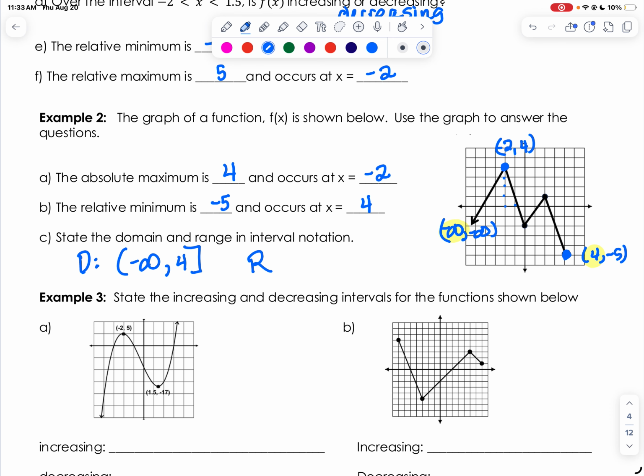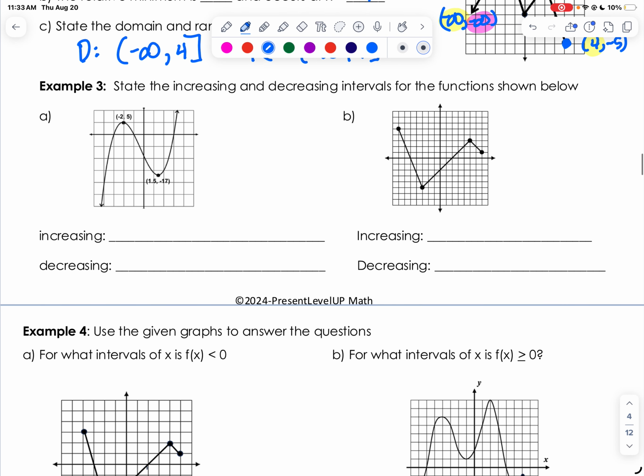For the range, the lowest y value, let me highlight this in pink on the graph, is negative infinity. And the largest y value on the graph is up here at 4. So my range would also be negative infinity to positive 4.